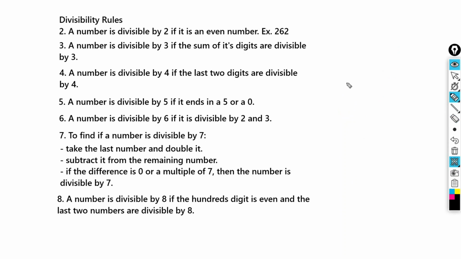We'll take a number, so let's make it 1,264. So 64 is divisible by 8, and the hundreds digit is even. Let's try this out. So we'll divide it by 8.